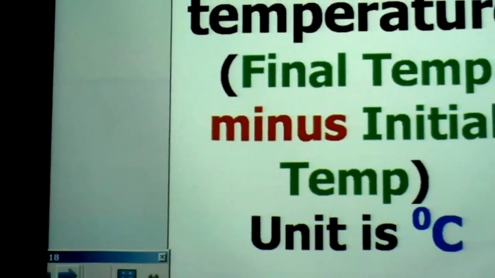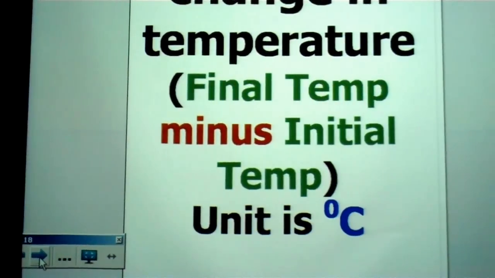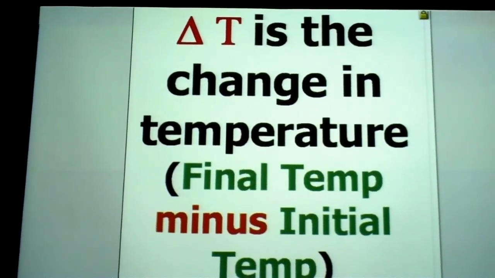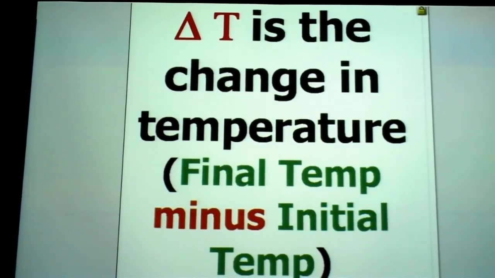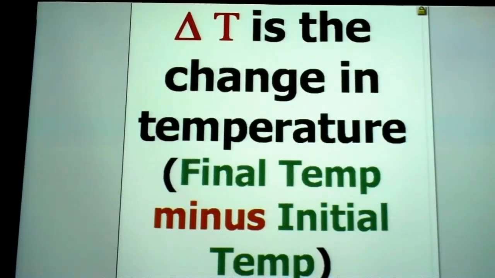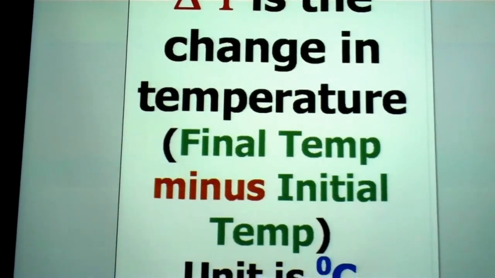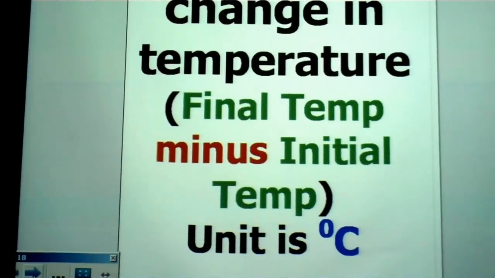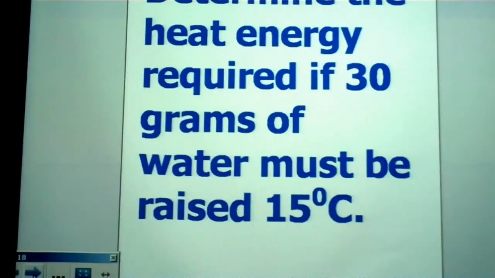And then we have the delta T. The delta T is going to be our change in temperature. You have a final temperature minus an initial temperature. The unit that we use for this type of equation is degrees Celsius.